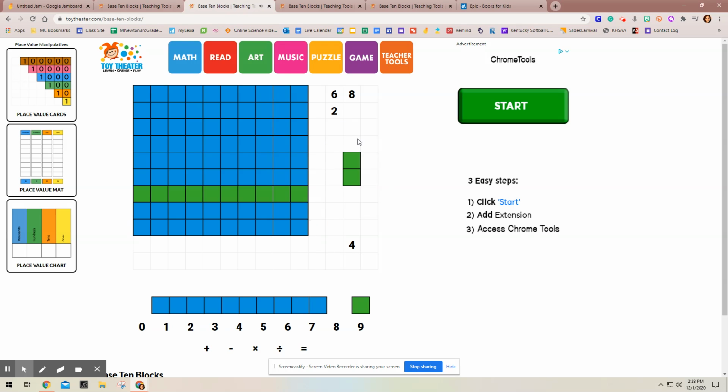So if I did 68 plus 24, that's going to get me 1, 2, 3, 4, 5, 6, 7, 8, 9, and then 2 ones. So I have 9 tens and 2 ones. So that would get me 92. Let's do another example.